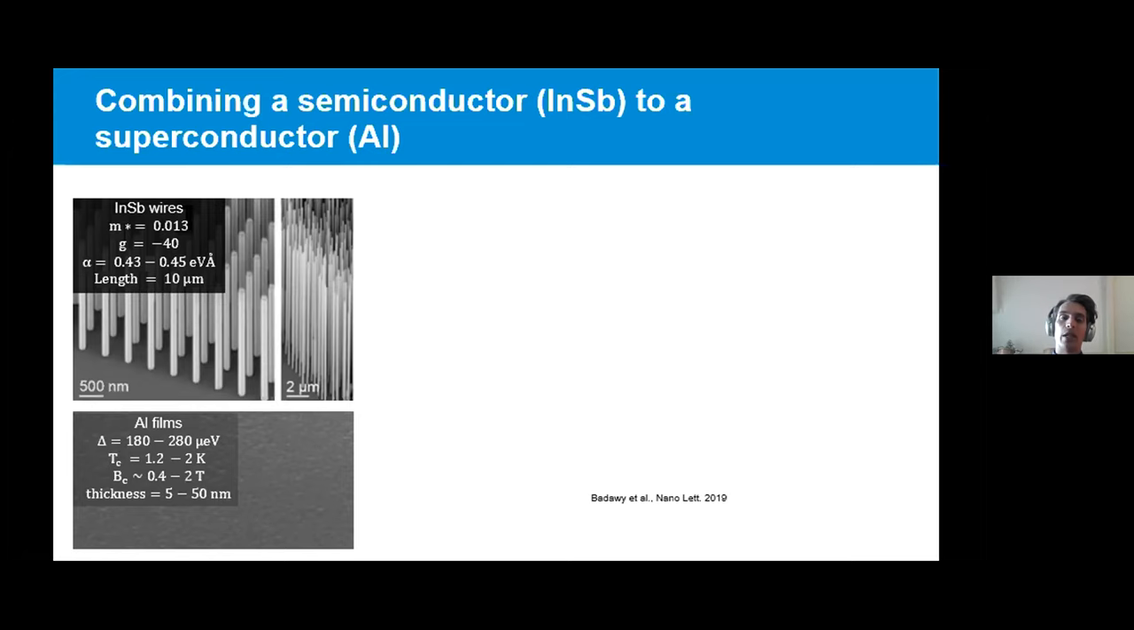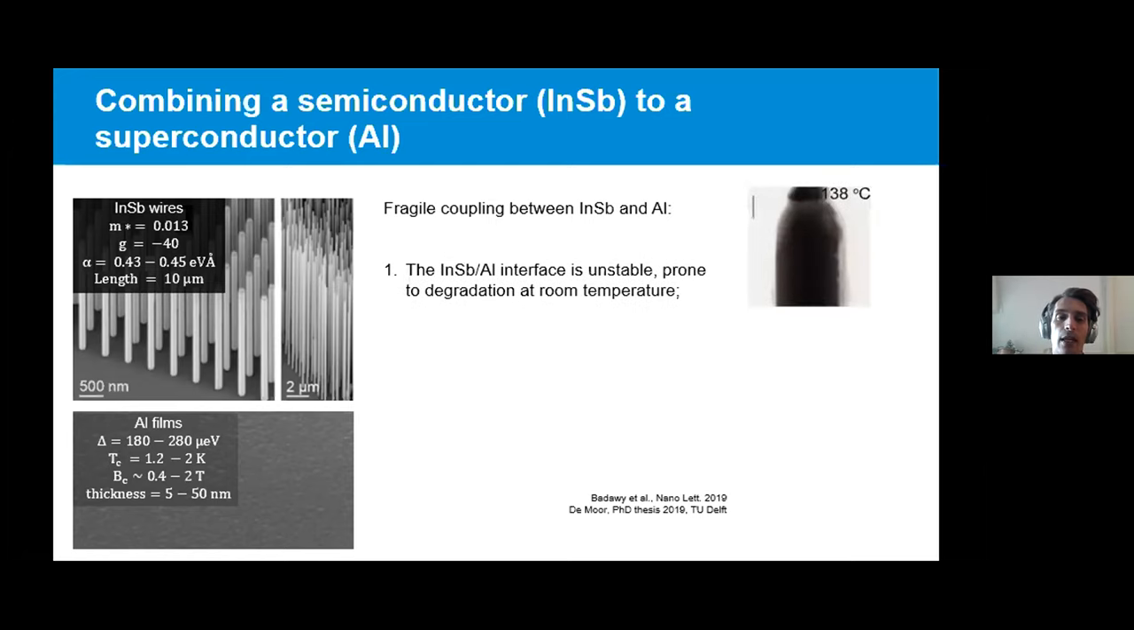The problem is that the combination of indium antimonide and aluminum is extremely fragile, not only because the band alignment can vary, which is something we don't know when we make a device, but also because the interface between indium antimonide and aluminum is very unstable and prone to degradation with time and with temperature. This means that we cannot perform complicated fabrication procedures in the cleanroom at temperatures above room temperature. And this is really creating a slowdown in the fabrication of devices.